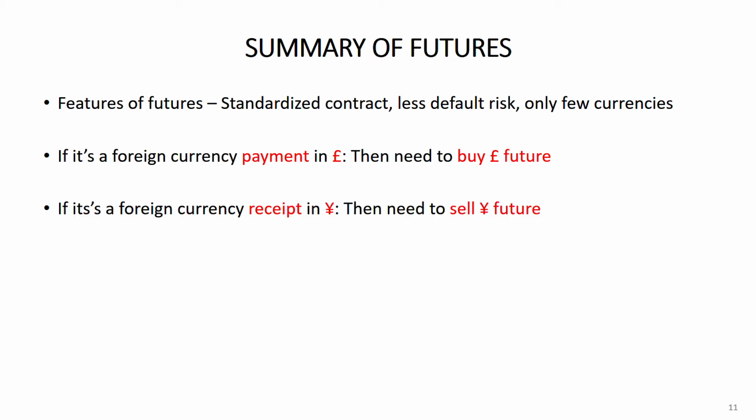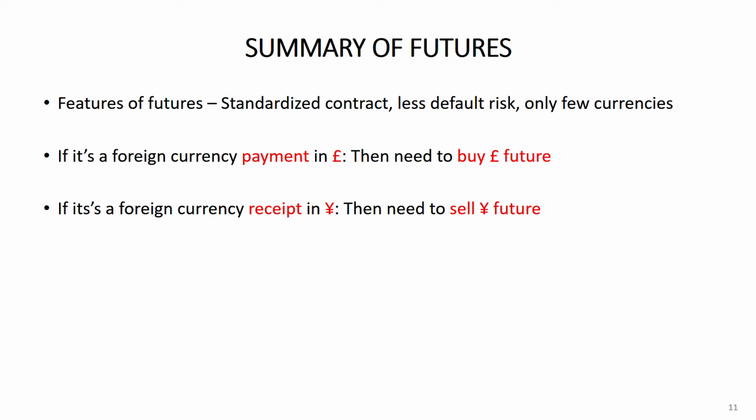If the payment is a receipt, sorry, if it's a foreign receipt, let's say yen, I have taken a different currency so that you don't get confused with payment and receipt. If the receipt is in yen, you sell. So in short, payment you buy, receipt you sell that currency's future. Up to this much, it's easy.